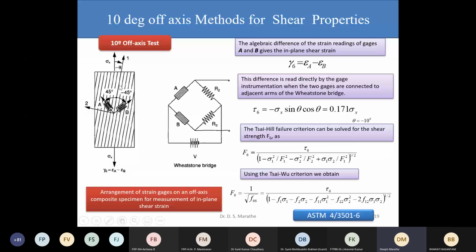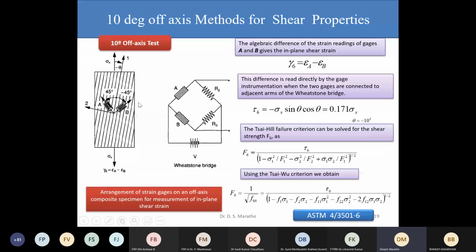I put on two strain gauges here, A and B, at 45 degrees. Now what I am going to measure is sigma x, and I am going to measure strain here. So here you can see the strain gauge rosette, and from that I am going to get the value. Gamma 6 is nothing but the shear strain. That is going to be the difference in the strain measured by strain gauge A and strain gauge B.